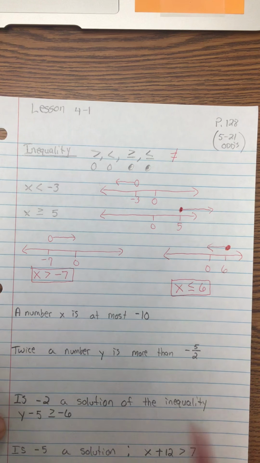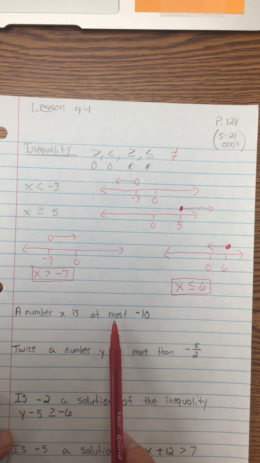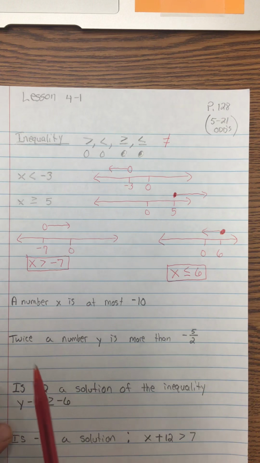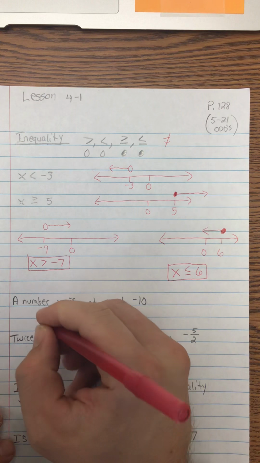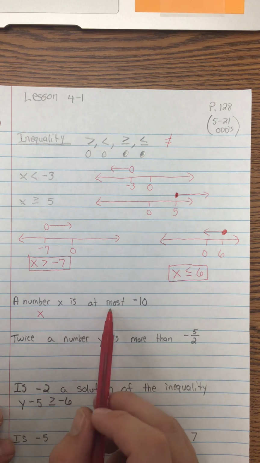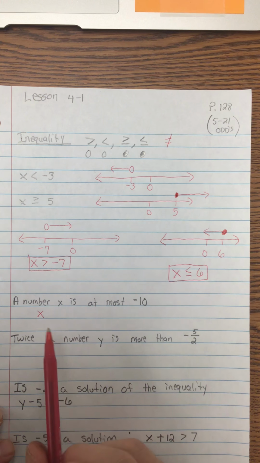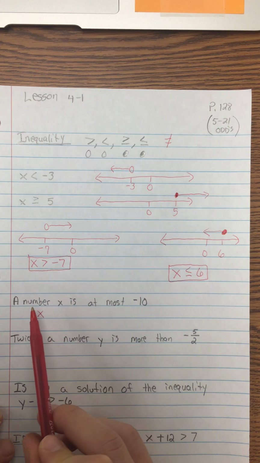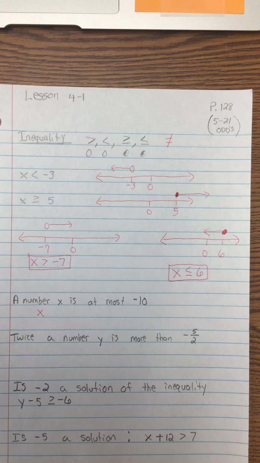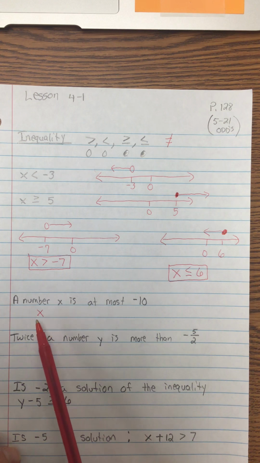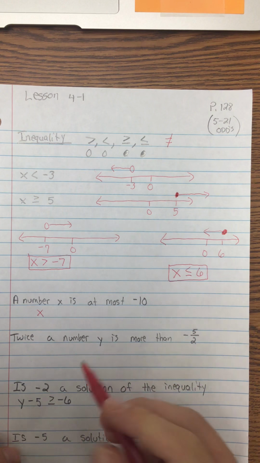All right, now, what if they give us a word sentence and then we need to write the inequality? We're not solving today, we're just writing the inequality, okay? So a number x is at most. So it's not an equal sign today, it's "is at most." So the most that x could be is what we need to ask ourselves. What's the most that x could be? It is negative 10, okay? So x cannot be more than negative 10 because the most it could be is negative 10.